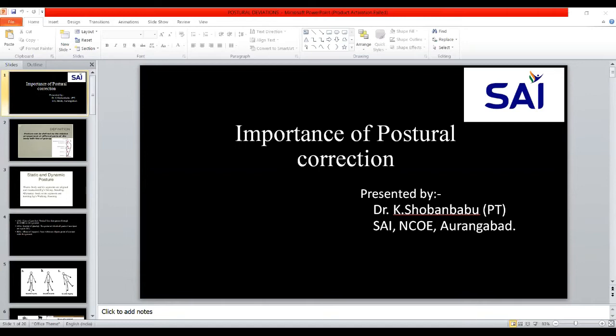But generally there are two types of posture. One is static posture, another is dynamic posture. Static posture is where the segments are aligned and maintained in a static way. Sitting is a static posture, standing is a static posture, sleeping is a type of static posture. These are examples of static posture. But when it comes to dynamic posture, the body is in continuous motion.